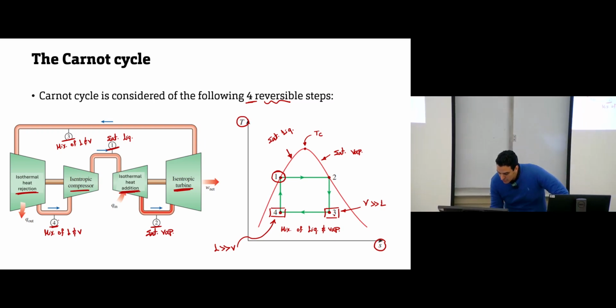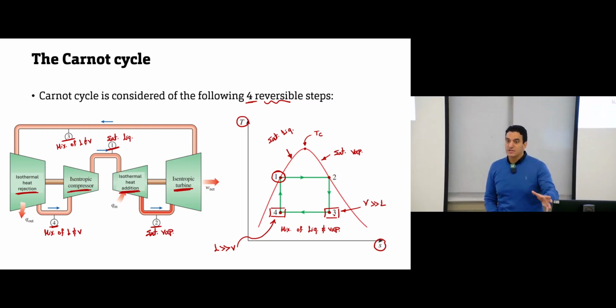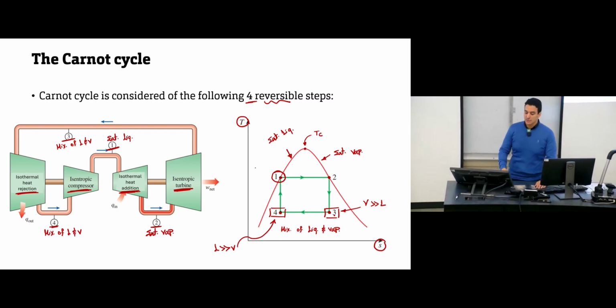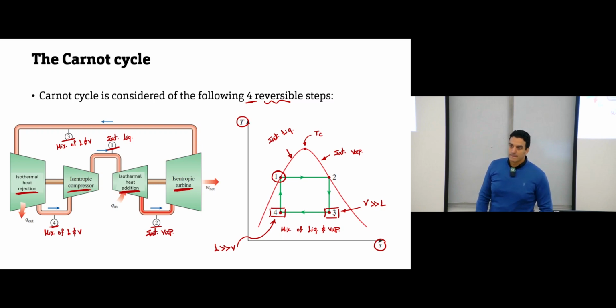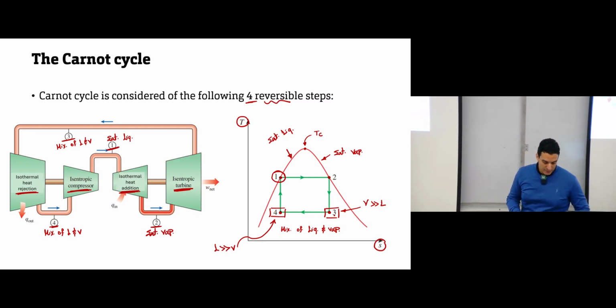When we have a mixture of liquid and vapor, we go to the compressor. It will be compressed in a reversible adiabatic process, to return to point number 1 again, which is saturated liquid, and then start a new cycle. Clear? So this is everything we have in this process.